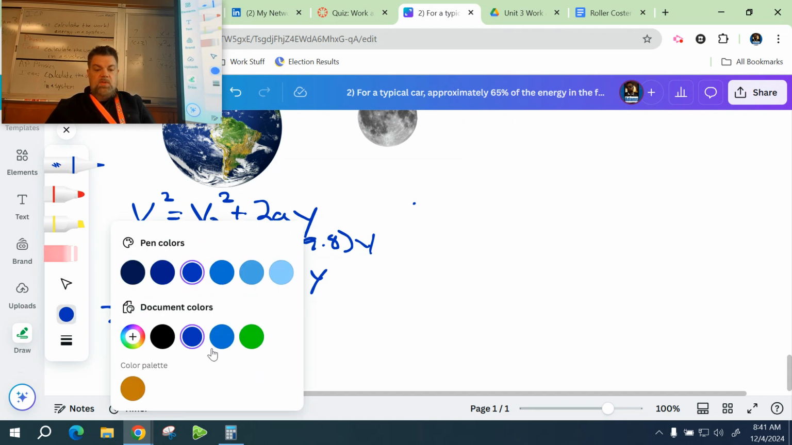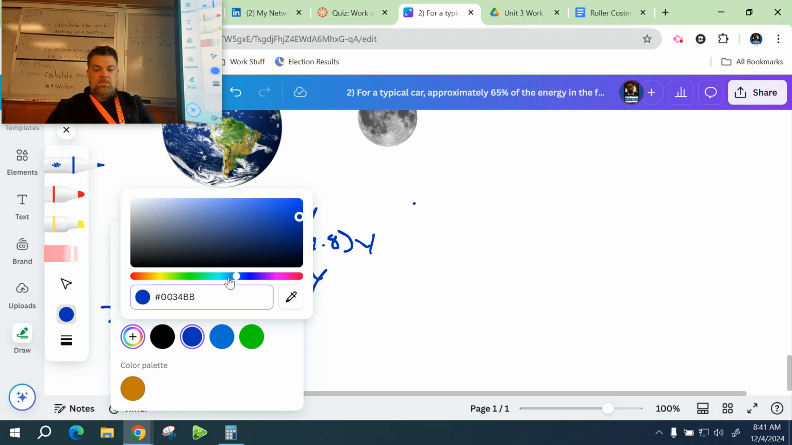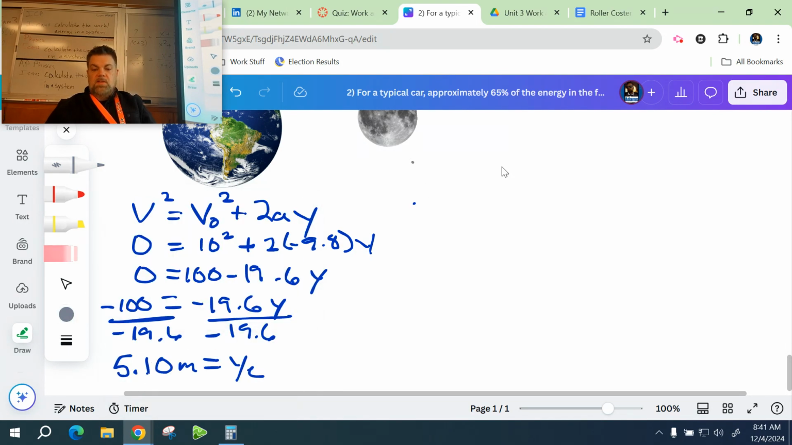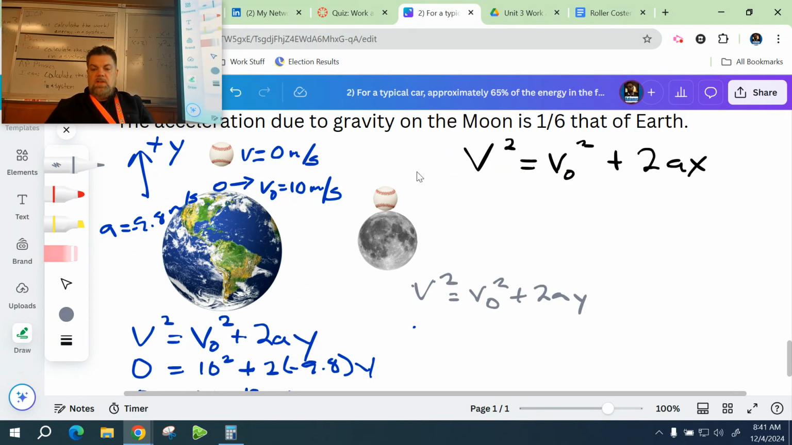So now for the moon, I guess I'll do like a gray color. No, it's got to be a little darker. Okay. So now I'm going to do the exact same thing for the moon. I'm going to say v squared is equal to v naught squared plus 2ay. Same thing here. When the ball is at the top, this is my baseball, v is equal to 0 meters per second. At the bottom, v naught is equal to 10 meters per second.